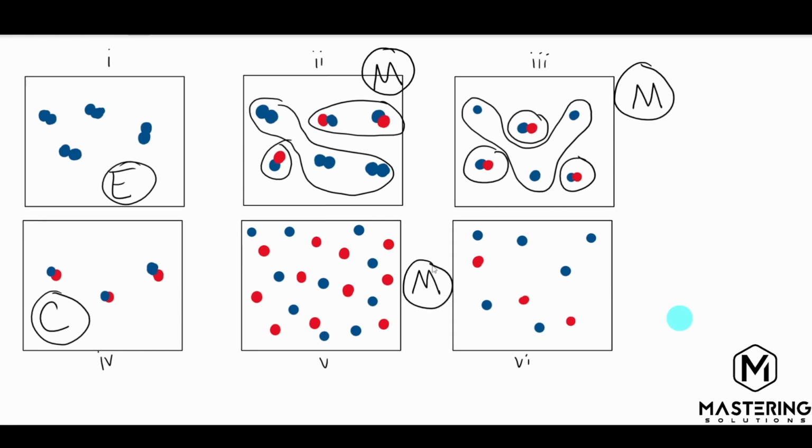And so if we were to differentiate between 2 and 3 and 5 and 6, 5 and 6 is a mixture of elements, where 2 and 3 is a mixture of an element and a compound.